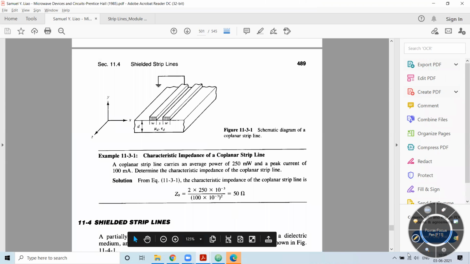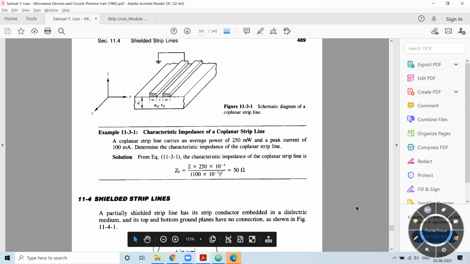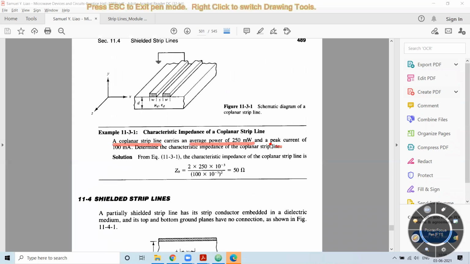So based on this, we can look at another problem. A coplanar stripline carries an average power of 250 milliwatt and a peak current of 100 milliamperes. Determine the characteristic impedance of the coplanar stripline. So here I naught is given: I naught is 100 milliamps and P average is 250 milliwatt.